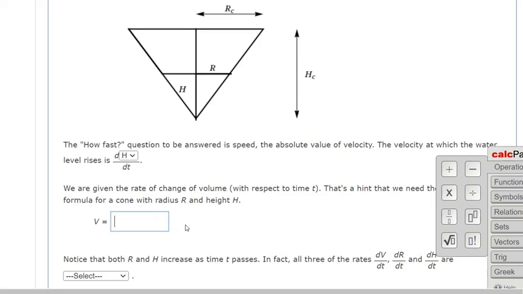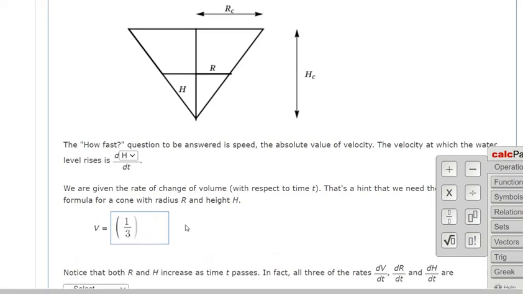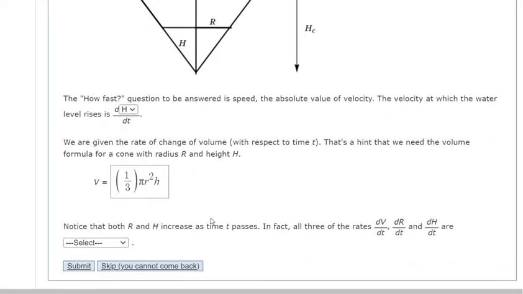I think they just want us to plug in the volume of a cone. That's 1/3 times pi, what is it? Pi r squared h. And now notice that both r and h increase as time t passes. In fact, all three of the rates are positive. Increasing is a positive rate of change. So that's what they want you to write there.